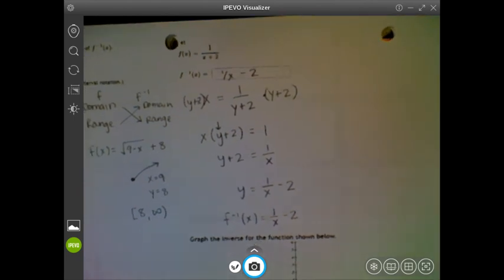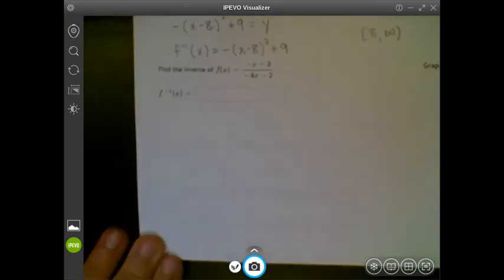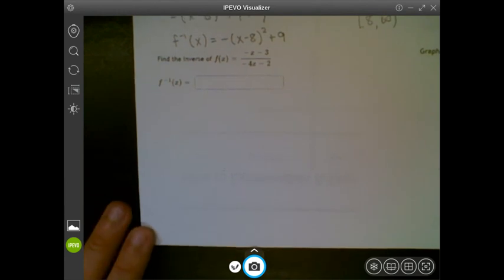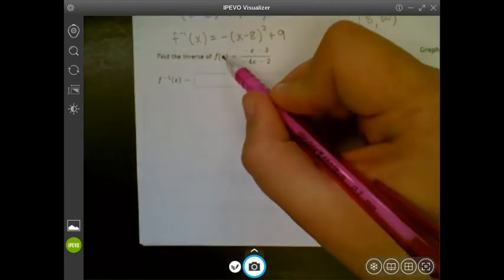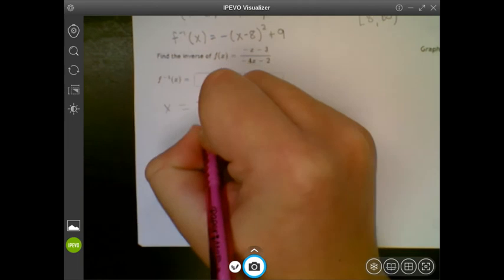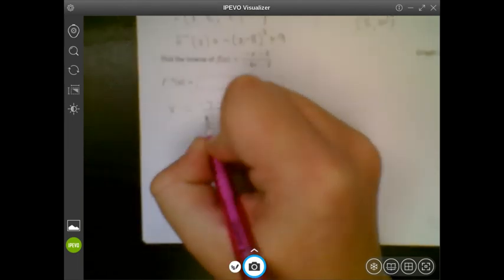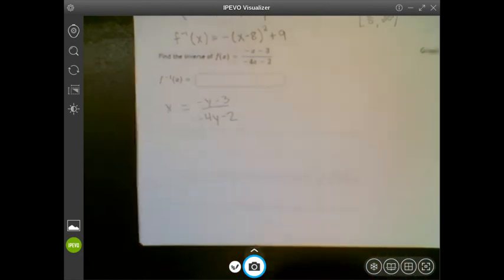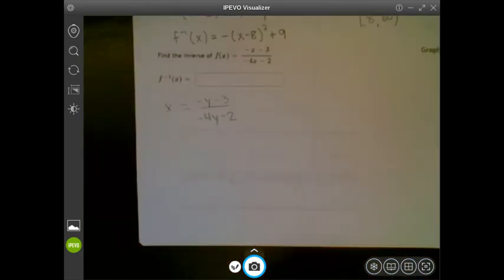All right, we have one more where we're going to find the inverse. And then from there, looks like we have one where we're going to do some graphing. All right, so first step, change the f of x to y and then flip your x and y's. So I'm going to do that all at once. I'm going to say x equals negative y minus 3 over negative 4y minus 2. So both of those x's will become y's.